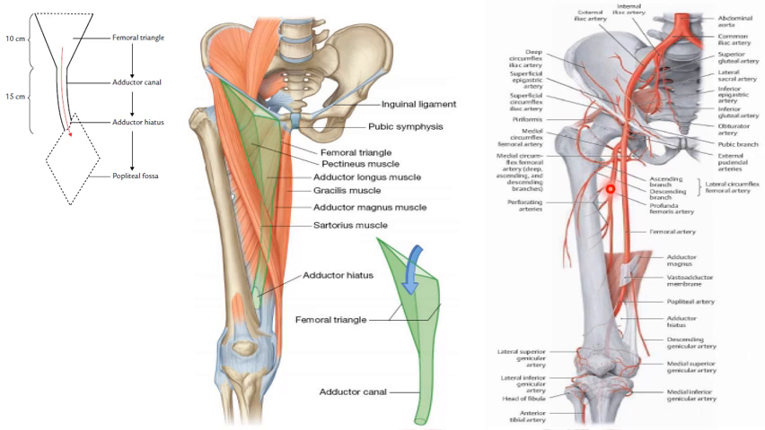This is the bigger branch, the profunda femoris artery, and these are its various branches. So this gross overview of the front of the thigh, which has the femoral triangle which continues into the adductor canal, and that opens at the back of the thigh into the popliteal fossa, for you to know this overview is very important.